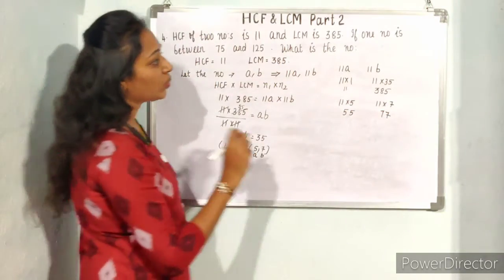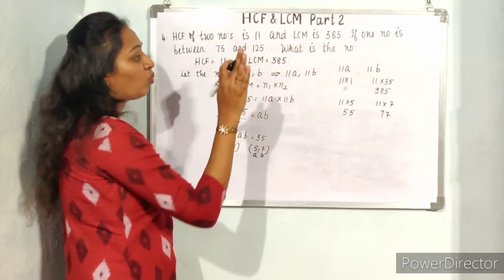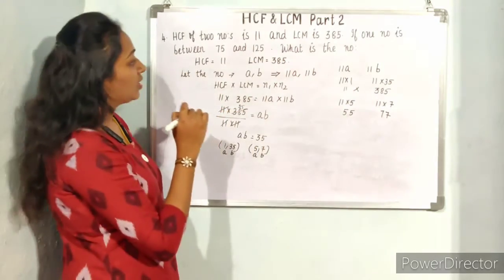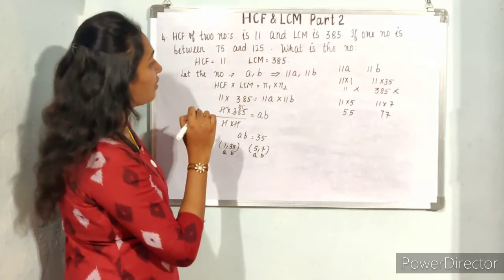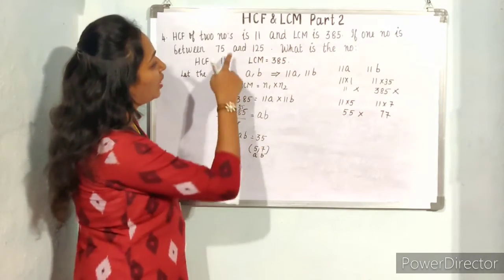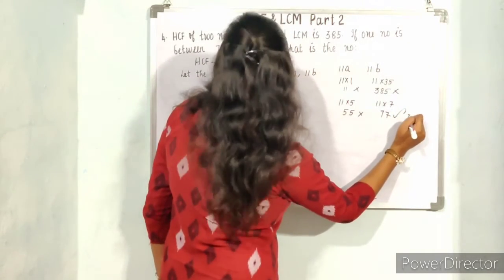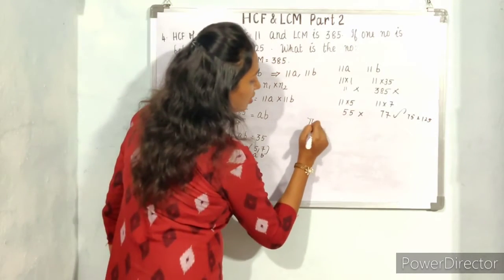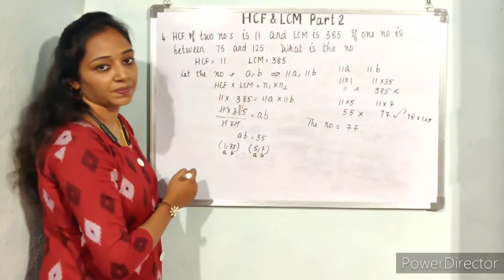Now what is the question? If one number is between 75 and 125, what is that number? So this number is not between 75 and 125. This number is not between 75 and 125. This number is also not between 75 and 125. So only this number is between 75 and 125. So that number is 77.